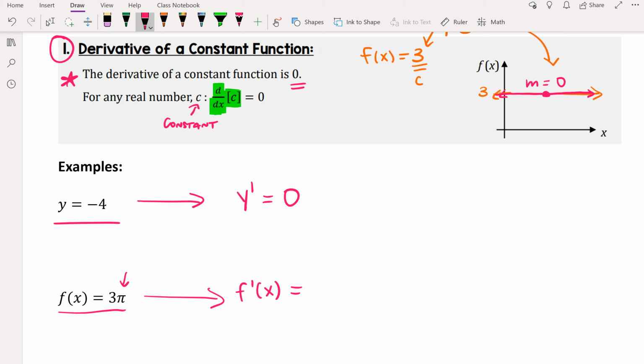Y'all, is pi a variable or is pi a number? Pi is a number. It's just a number. It's like 3.14. It goes on forever, right? So 3 times pi, well, that's 3 times a number, which is just a number, which is a constant. So this whole thing is a constant. So what is the derivative of a constant? f prime equals 0. Sweet.